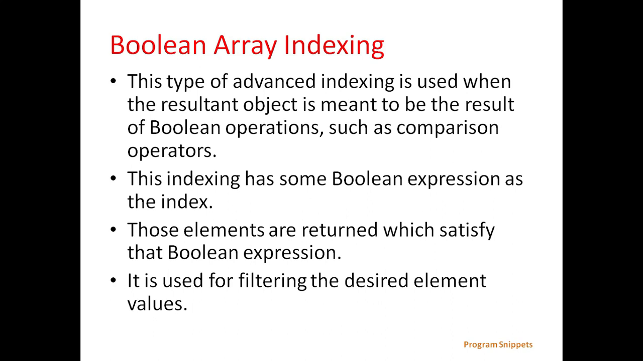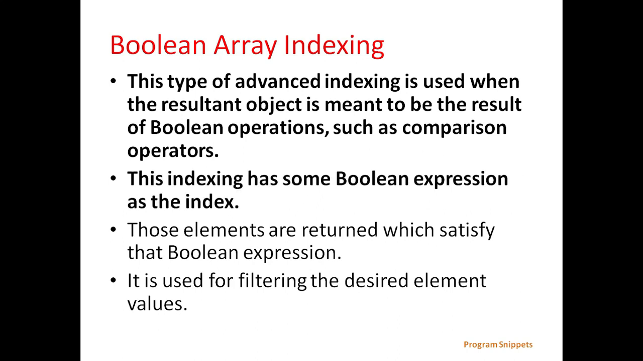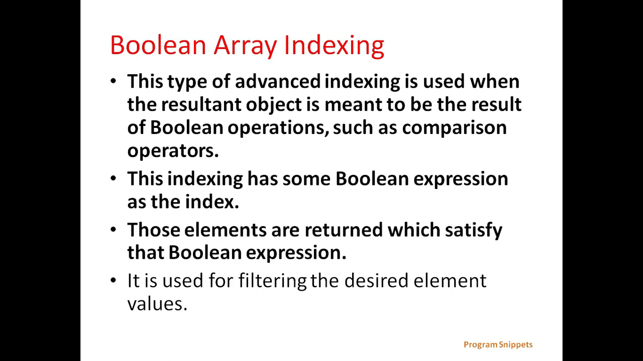Next we will see Boolean array indexing. This type of advanced indexing is used when the resultant object is meant to be the result of Boolean operations such as comparison operators. This indexing has some Boolean expression as the index. Those elements are returned which satisfy the Boolean expression. Basically, it is used for filtering the desired element values.